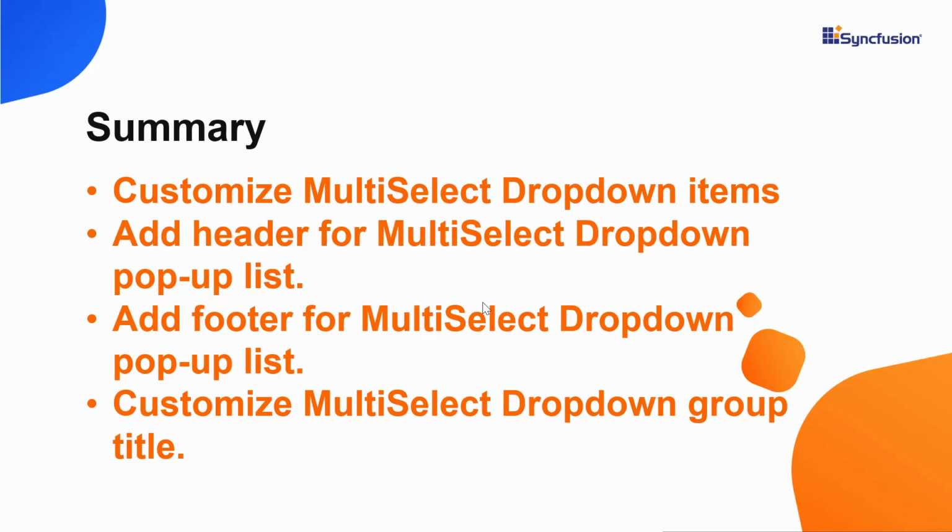Okay, let me summarize some of the important points now. We have seen how to customize the Vue MultiSelect dropdown items as well as the selected value. Also, we have seen how to add a header and footer for the MultiSelect dropdown pop-up and how to customize the MultiSelect dropdown group title. If you would like to see the working of this example, you can download it from the GitHub link which is shared in the description part below.